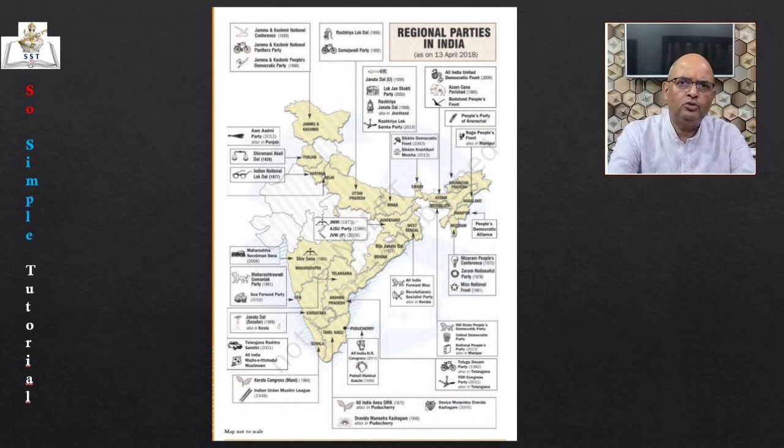In Tamil Nadu, there are two main parties, AIADMK and DMK. Power normally alternates between these two parties. Now go through the map yourselves. Don't ignore the party symbols.